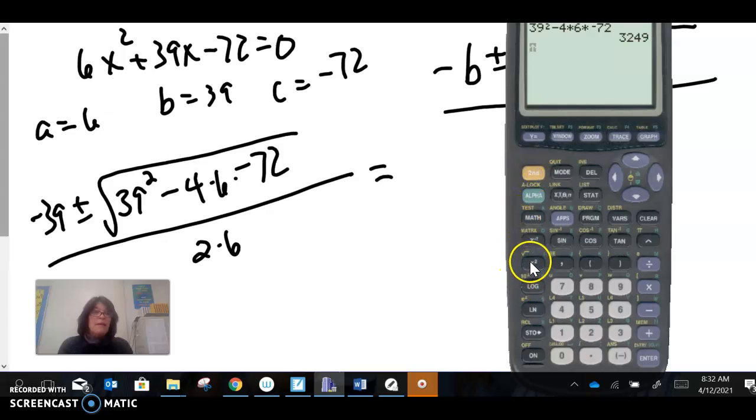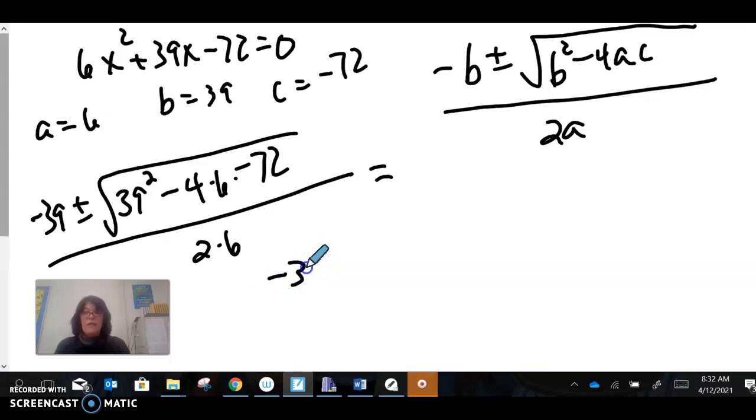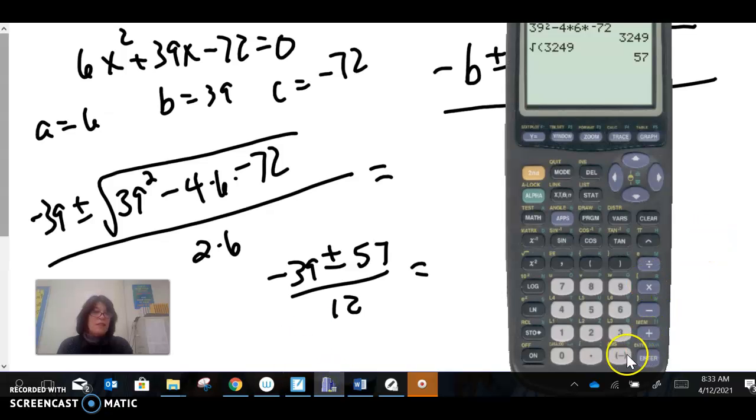I take the square root of that. The square root of 3249, just to see if it's not a perfect square, then I'll leave it there. But if it's a perfect square, oh, it is. It's 57. So now I know that I have -39 plus or minus 57 all over 12, right? 2 times 6 is 12. So then I take, what is -39 plus 57? -39 plus 57 is 18.